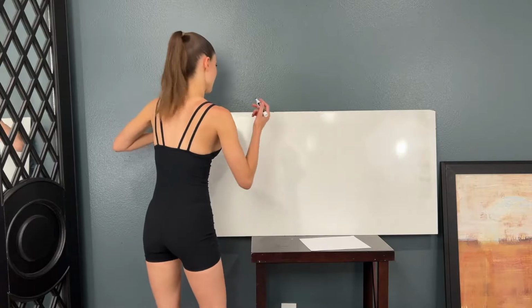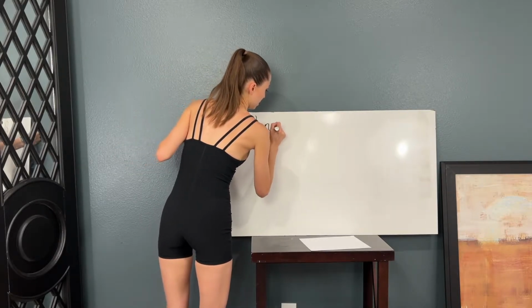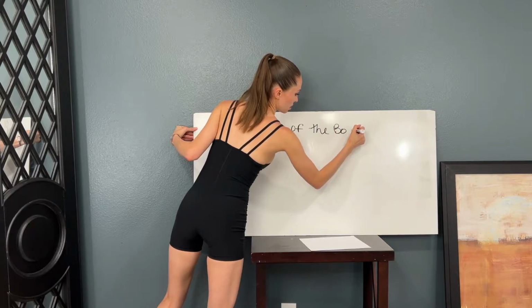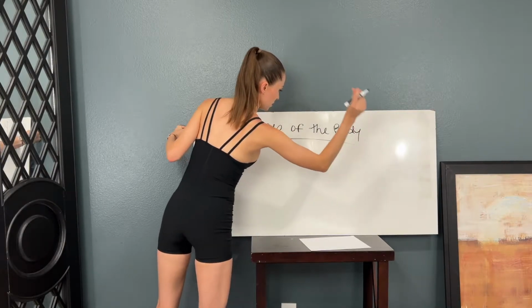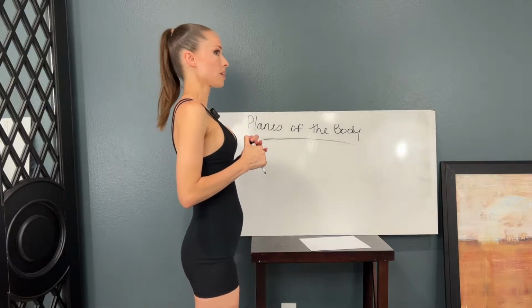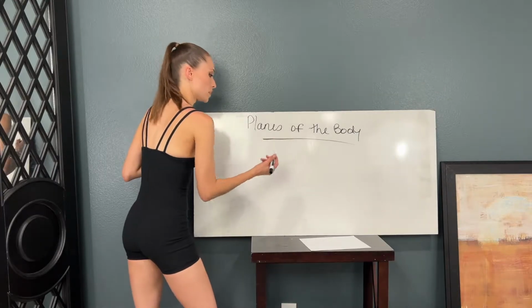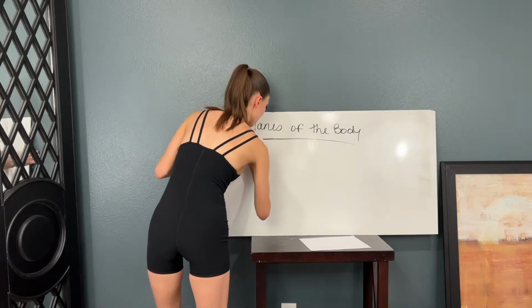The first concept we're going over is planes of the body. Planes of the body is how the body is divided. So when they start talking scientific terms, you'll start understanding when you hear these words. So the first one would be the frontal plane.